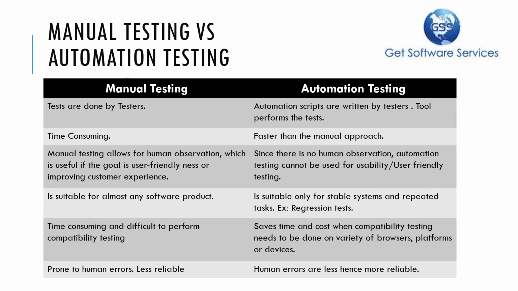Now, the first thing: manual testing is done by testers, whereas automation testing is done by automation testing tools. Manual testing is time consuming because all these actions are done by a human being. He has to go click on certain things, he has to go type something in the text boxes. So there is human think time involved. Whereas in case of automation, everything is done by a tool, so it is much faster.